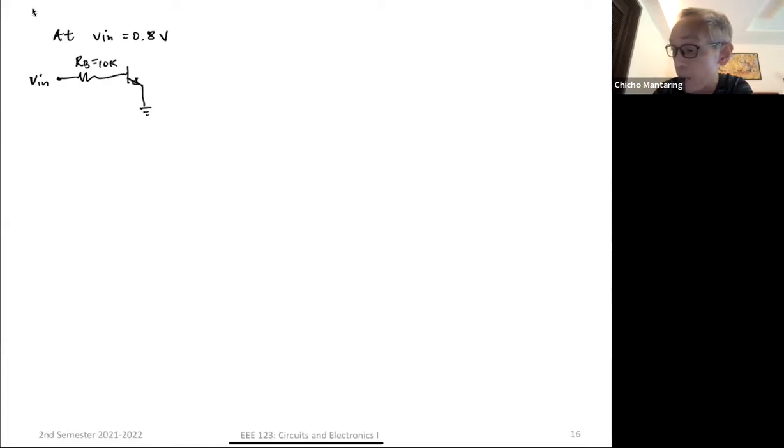And then we have our base emitter diode, which is equal to 0.7. So we analyze this. We just apply KVL here. You get Vin minus RB times IB. This is your base current. Minus VBE equal to 0. But we said that VBE is 0.7. Vin is equal to 0.8, so I can compute for IB. IB will be 0.8 minus 0.7 divided by 10K, and this is 0.01 mA.